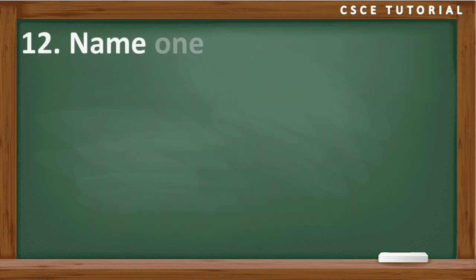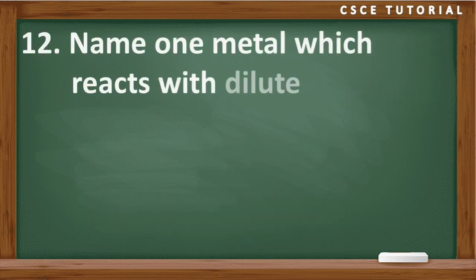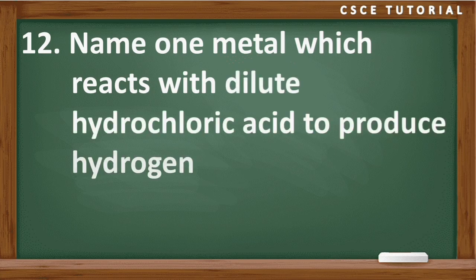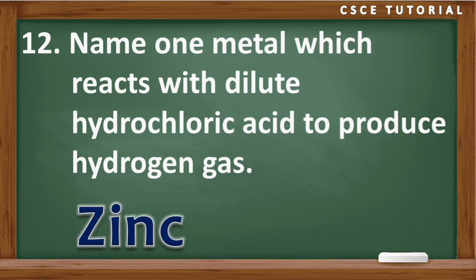12th, name one metal which reacts with dilute hydrochloric acid to produce hydrogen gas. Its answer is zinc.